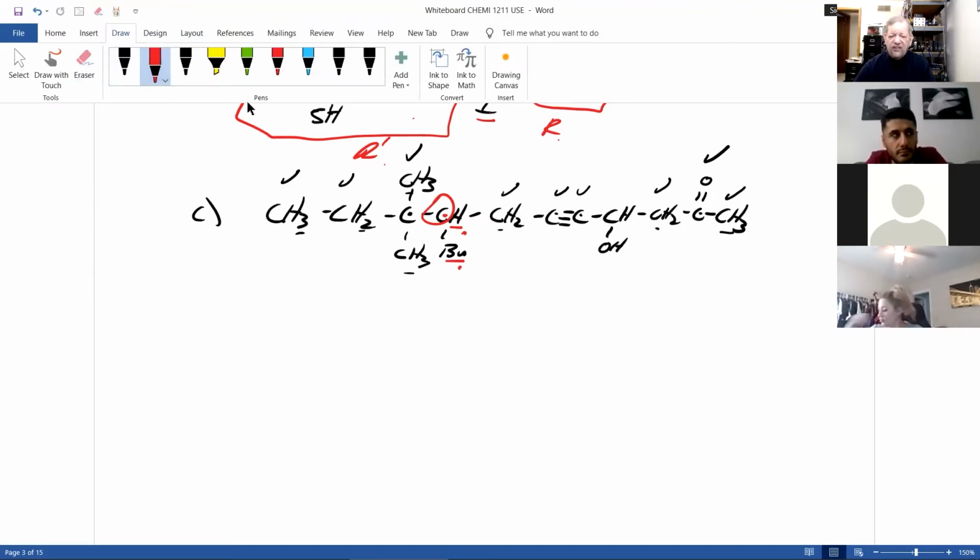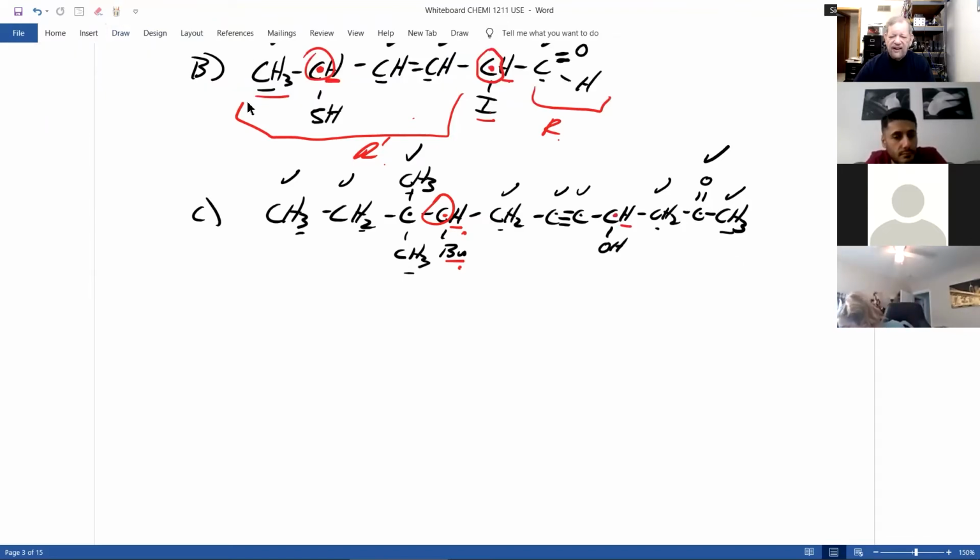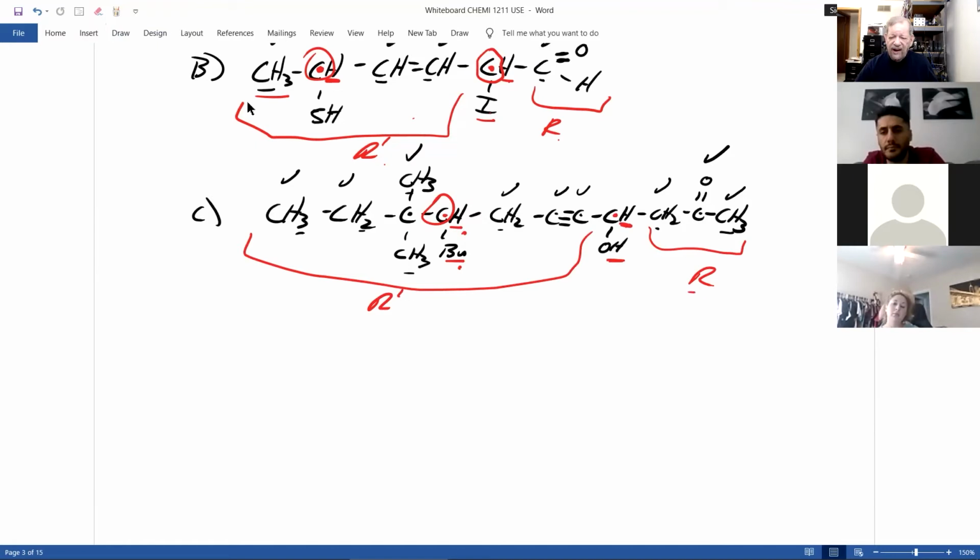If we look at this carbon, hydrogen, hydroxyl group, this whole thing I'm going to call R. And this side, this whole thing, this group, I'll call R prime because it's different than R. And therefore, this has hydrogen, hydroxyl, R, and R prime. 4 different groups or 4 different atoms or a combination, in this case, 4 different groups or atoms. And that's chiral.